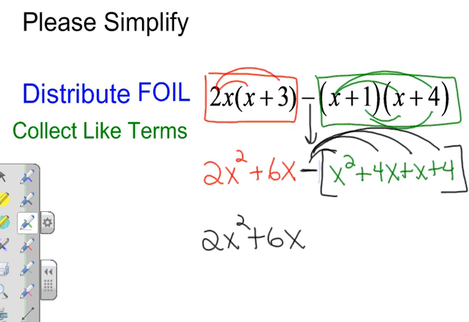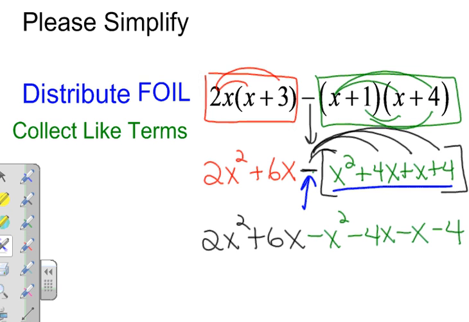So I'm going to subtract x squared. That's going to give me -x squared. I'm going to subtract 4x, which gives me -4x. Subtract x, and subtract 4. So basically, this minus sign here changes the sign of all the terms in there. And now you also notice the parentheses are gone. So, that being said, now I can apply my collecting like terms strategy.